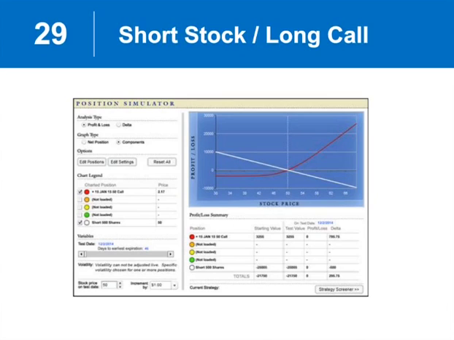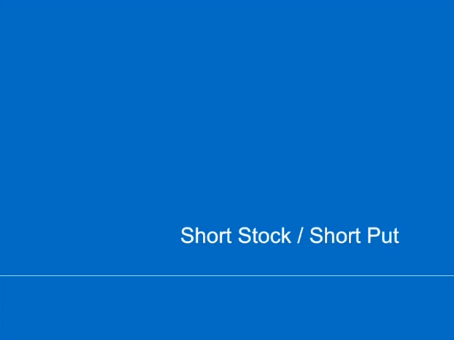And the last position we want to talk about is short stock, short put. Another synthetic, so we're short stock and short put. Short stock, obviously we're looking for the stock to go down. Short put is, when we sell a put, potentially we have the obligation to buy the stock. So in essence, this short stock, short put position is a synthetic short call. And we can approach it the very same way.